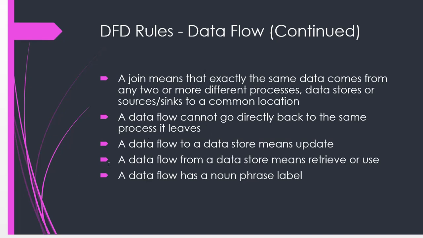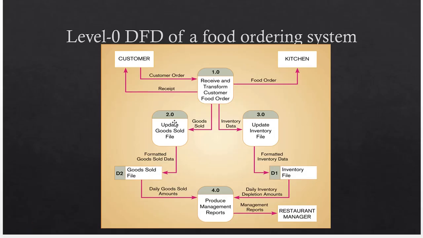So a data flow cannot go directly back to the same process it leaves. So if information is being produced by this process and it's coming to this process, you do not draw an arrow directly from update goods sold file and back to receive. No, you draw an arrow that goes through another process where you state what's happening in this process, and then it goes back to the receive and transform customer food order. It does not go where goods sold is given to process 2 and then process 2 just gives information directly to process 1. That's not how it goes. It has to go cyclical through another process back to the original process.